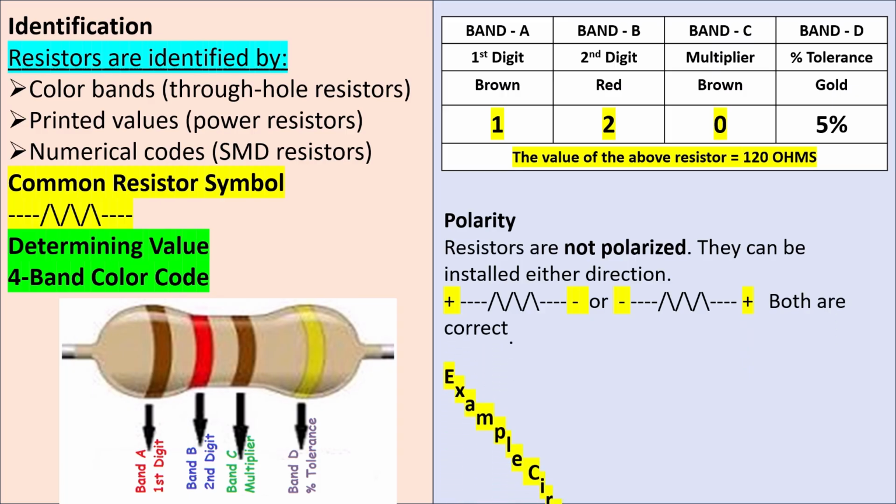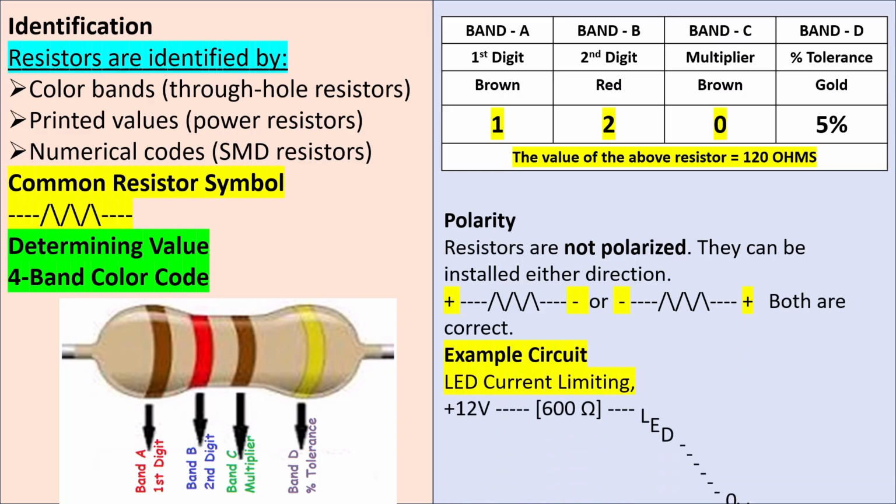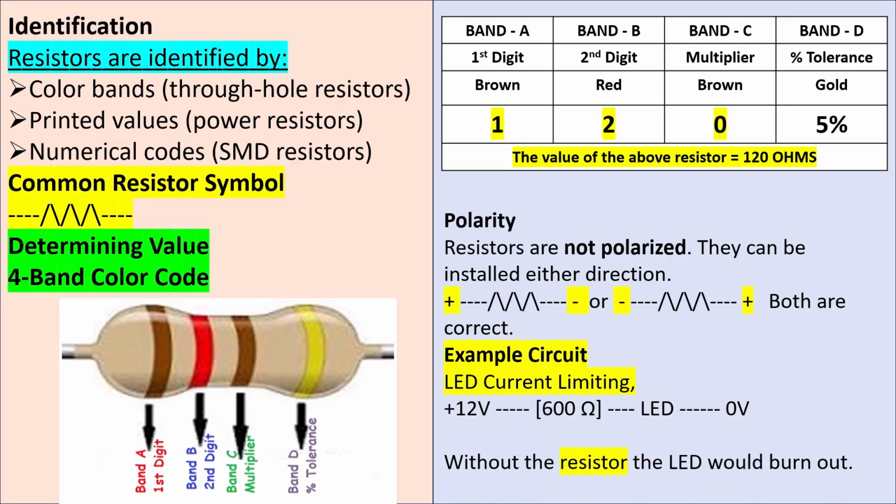Polarity: resistors are not polarized. They can be installed in either direction. Both are correct. Example of a circuit, the LED current limiting. We have a 12 volt through a 600 ohm resistor to the LED to 0 volts. Without the resistor, the LED would burn out.